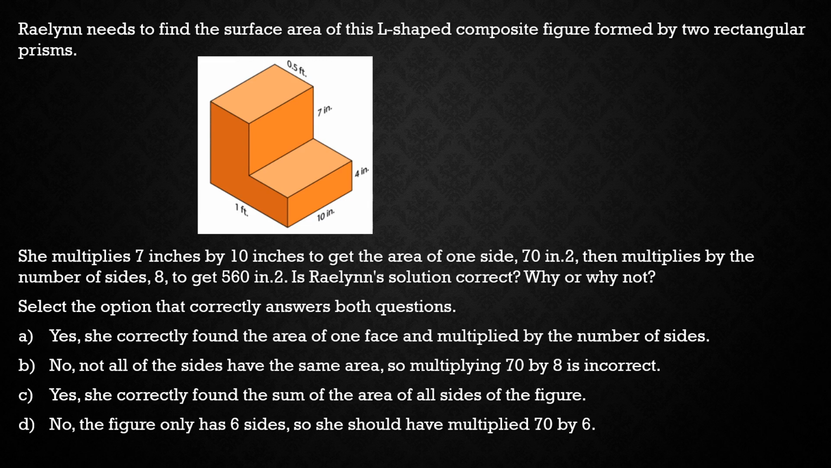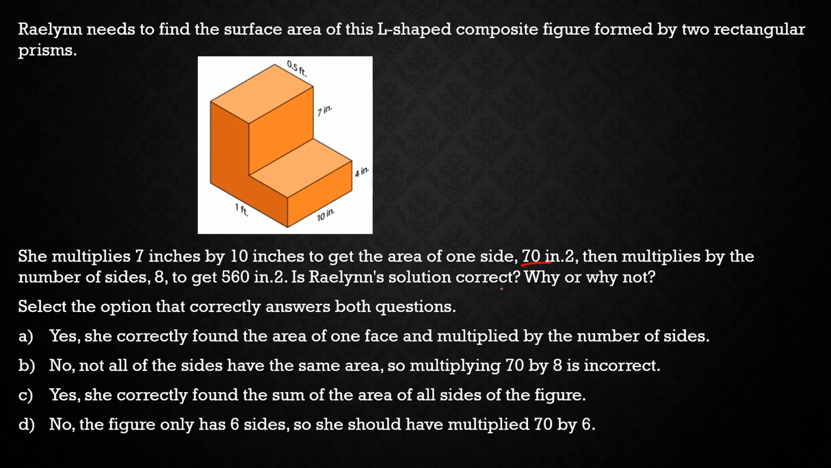Alright, next, it says Raylan needs to find the surface area of this L-shaped composite figure formed by 2 rectangular prisms, okay? It says that she multiplies 7 by 10 to get the area of one side, which she gets 70 inches squared, then multiplies the number of sides, 8, to get 560 inches squared.